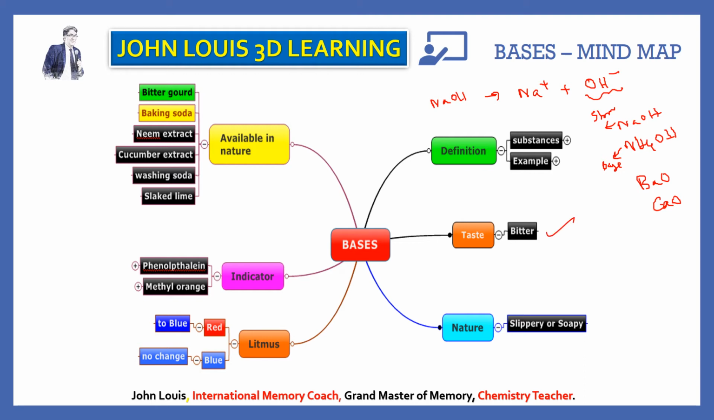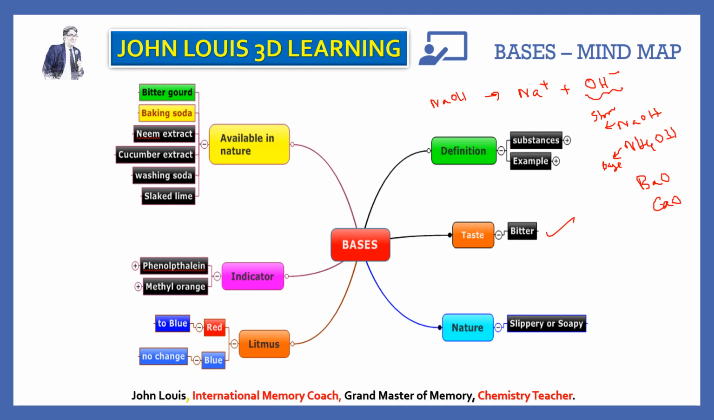Okay, then what is the taste of a base? It is bitter in taste. You might have eaten the vegetable bitter gourd. Why is it known as bitter gourd? Because it is bitter in taste, that is why it is called bitter gourd. It is due to some of the bases present in the bitter gourd that it gets that bitter taste. And what is the nature of a base? It is slippery. For example, soap is basic in character, very slippery and soapy to touch. It will be very smooth to touch.